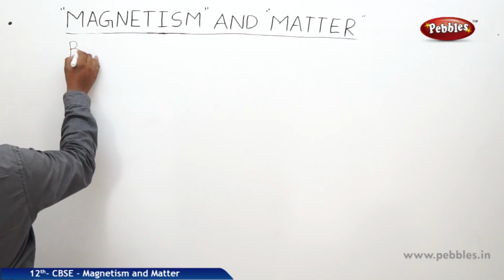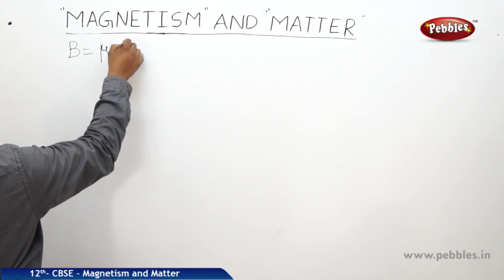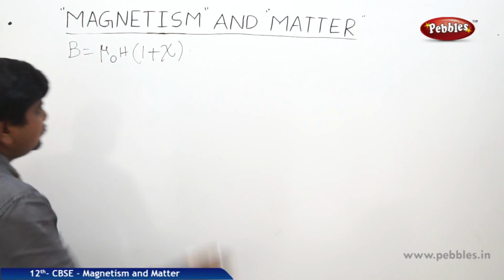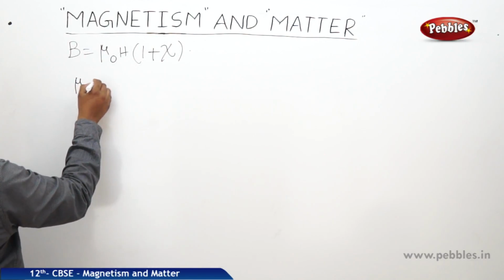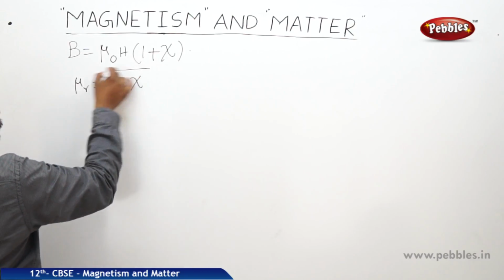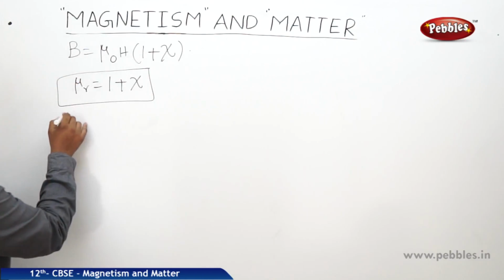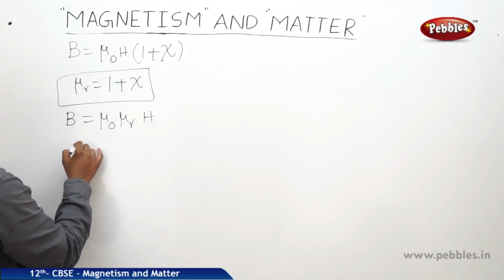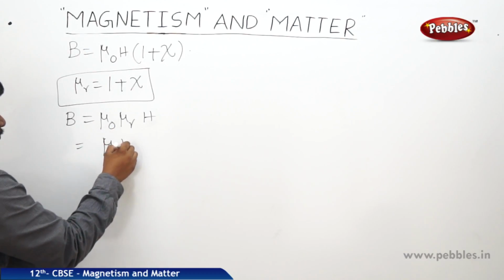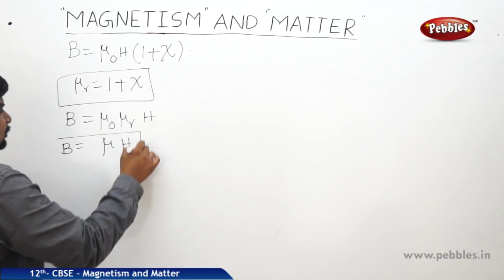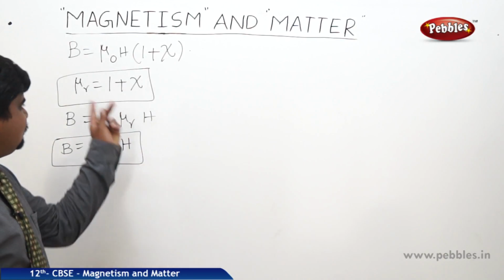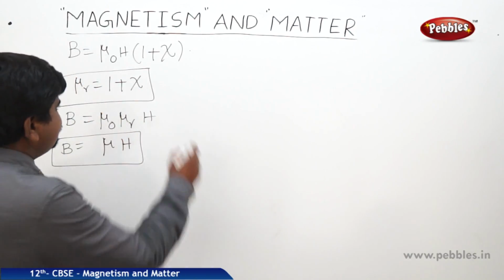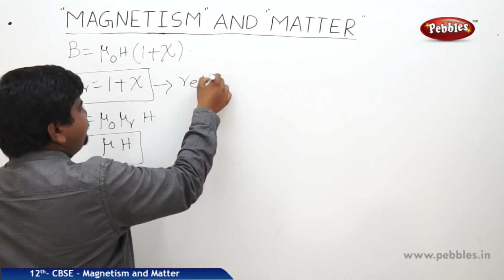So we got B is equal to mu naught H into 1 plus chi. We can write mu R is equal to 1 plus chi. So B is equal to mu naught mu R into H. Mu naught into mu R is mu, so B is mu H. We can understand that in place of 1 plus chi, we wrote mu R. So what is this one? Relative magnetic permeability.